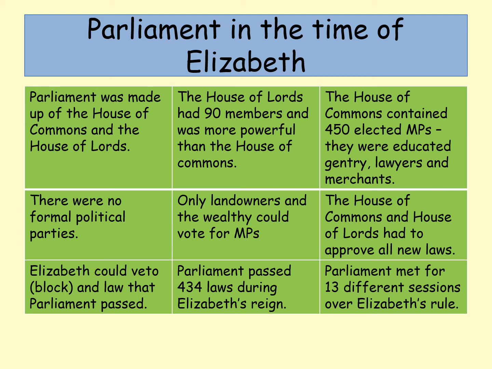There were no formal political parties. There were alliances that were formed, but there were no formal political parties in the way that we have political parties nowadays. The House of Commons and the House of Lords did have to approve new laws, but if Elizabeth didn't like any of the laws that House of Commons or House of Lords passed, then she could block that law. It's called a veto.